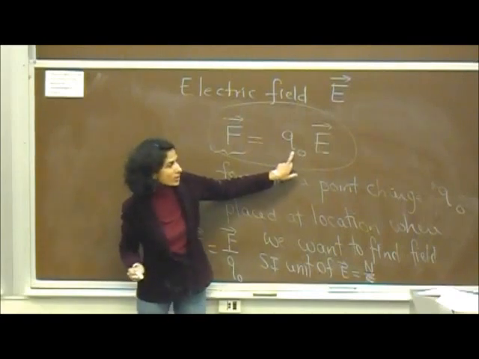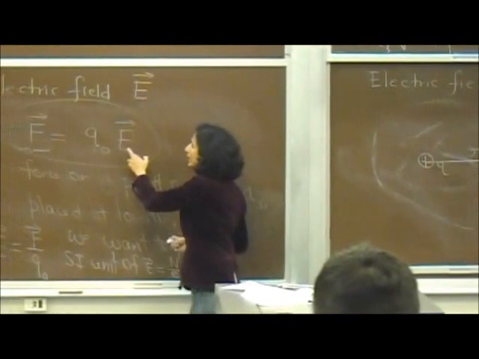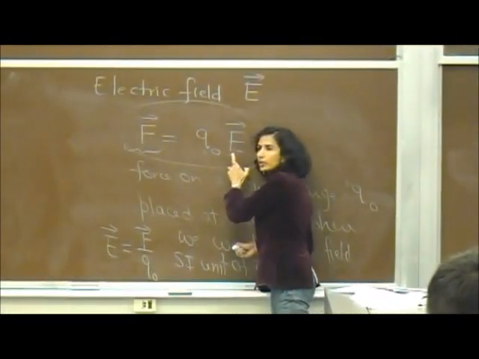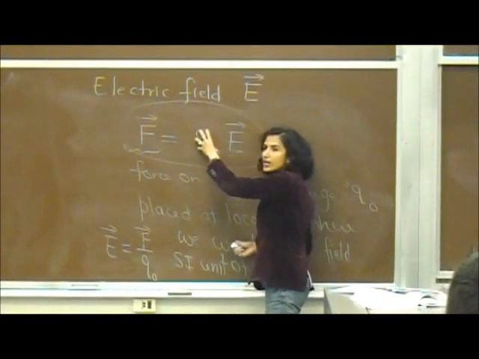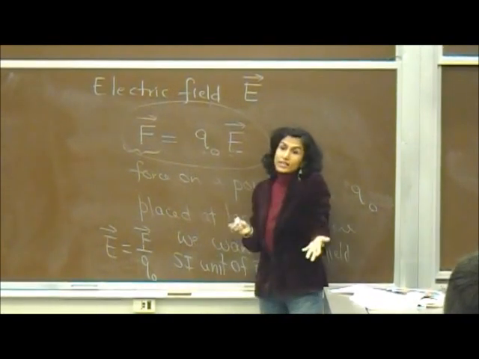Now, here is the thing. If this charge is positive, which I told you it is, I brought a positive test charge, will the direction of electric field and force be the same? Look at this formula here. Charge is not a vector. Charge is a scalar quantity. Just that it can be negative or positive.